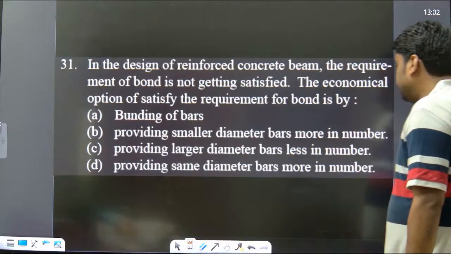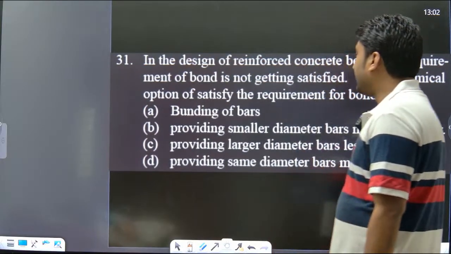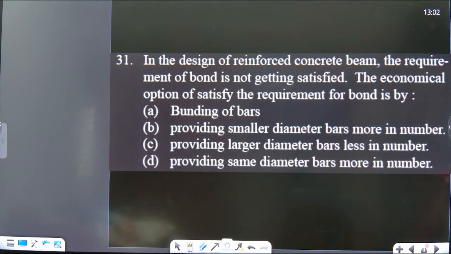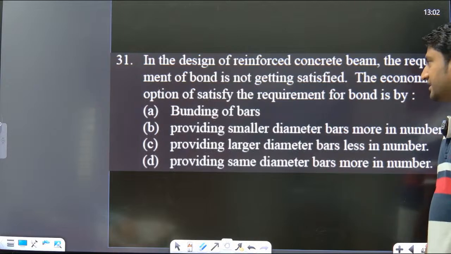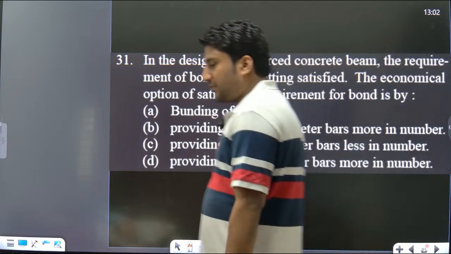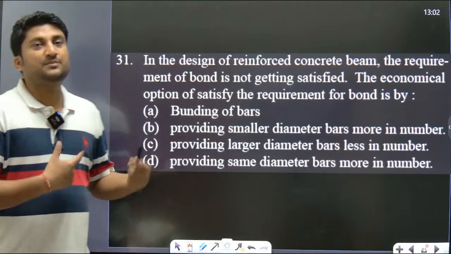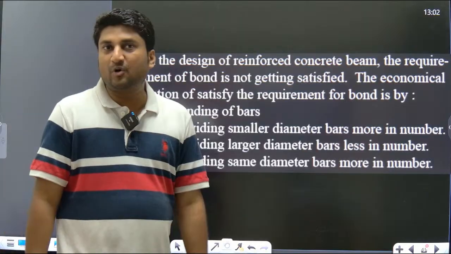Next question. Answer this question, guys. In the design of a reinforced concrete beam, the requirement of bond is not getting satisfied. The economical option to satisfy the requirement of bond is by, now let us suppose there is less bond strength, and you need to increase the bond strength. How will you increase the bond strength?